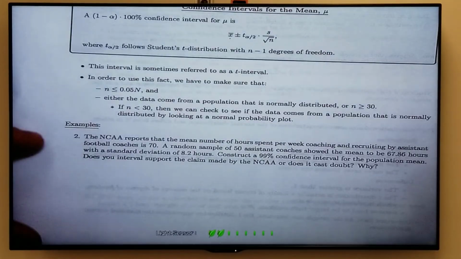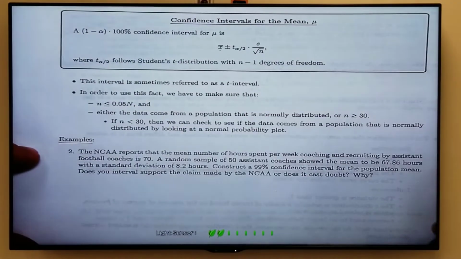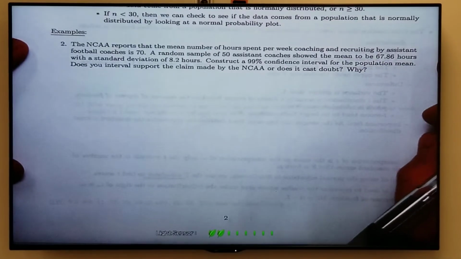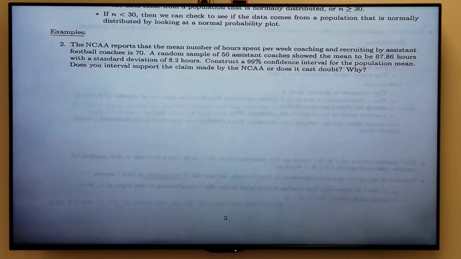Let's just look at an example. Let's construct an interval. This one says the NCAA reports that the mean number of hours spent per week coaching and recruiting by assistant football coaches is 70. So they spend 70 hours a week doing their job. A random sample of 50 assistant coaches showed the mean to be 67.86 hours with a standard deviation of 8.2 hours.